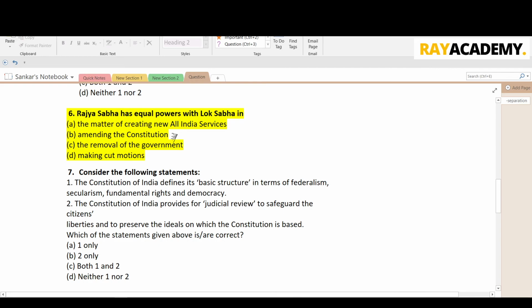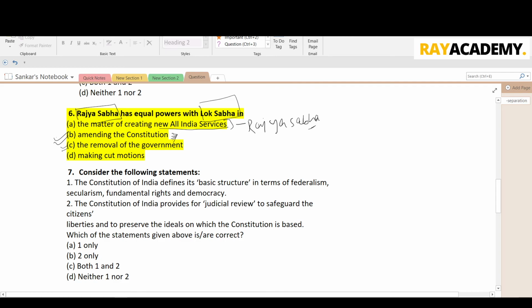Try to understand. It is saying the Rajya Sabha has equal power. In what perspective? The matter of creating a new All India Service. Who has the power? It is Rajya Sabha. Rajya Sabha can create an All India Service, not Lok Sabha. Yes, the correct answer is B, but I will skip it for the time being.